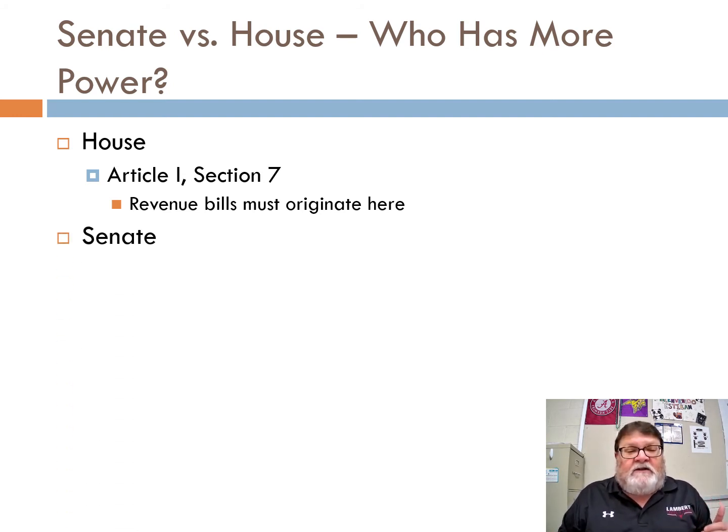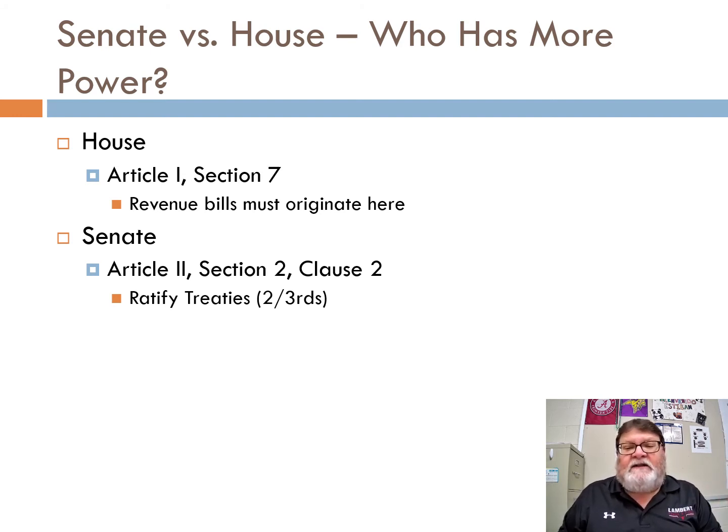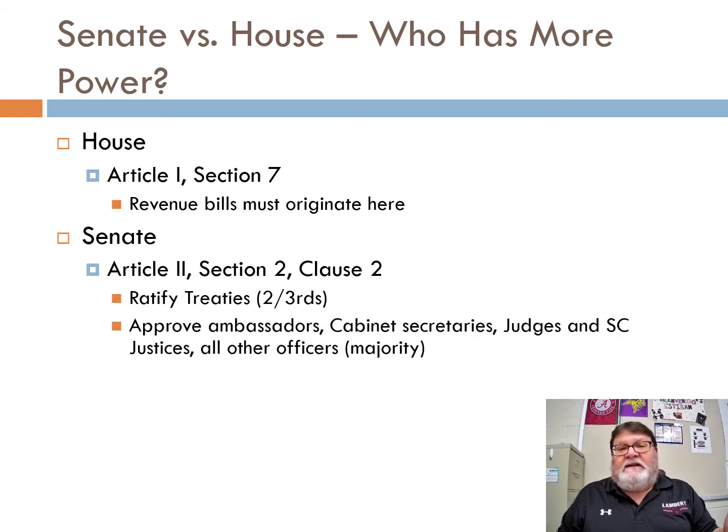The Senate, however, looks a little different. In the Senate, we've got areas in Article 2, it's the executive one, Section 2, Clause 2. The Senate is the only body that ratifies treaties. House has nothing to do with it. It does take a 2/3 vote there, as you can see. And again, the Senate is the one who approves ambassadors, approves cabinet secretaries, approves judges, Supreme Court justices, and all the other officers. And that just takes a majority vote. And remember, again, this is just the Senate. The House has nothing to do with it.